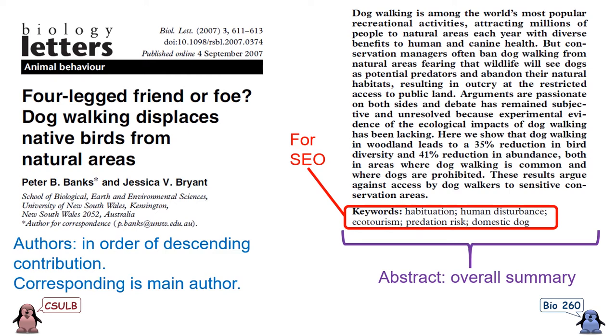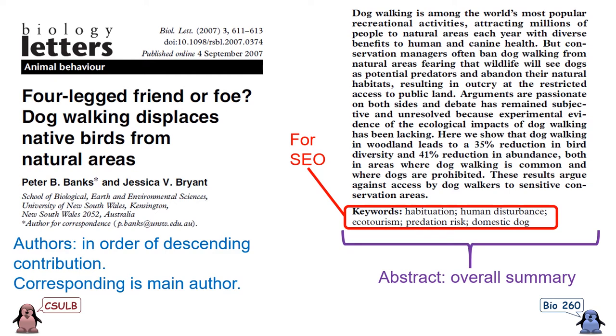Some journals also have specific statements included that specify the contributions of each author. Nevertheless, one of the authors will be noted as the corresponding author, and they will be someone who knows the study very well. In this situation, it looks like Peter Banks is the professor and Jessica Bryant is his student, as will become clear by the end of the paper.